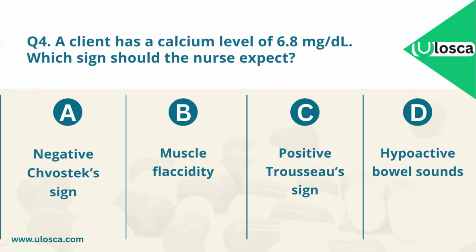Question 4. A client has a calcium level of 6.8 milligrams per deciliter. Which sign should the nurse expect? A. Negative Chvostek sign. B. Muscle flaccidity. C. Positive Trousseau's sign. D. Hypoactive bowel sounds. Which one is the correct answer?